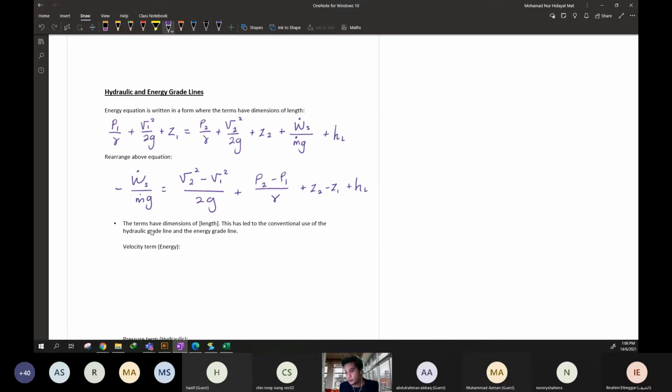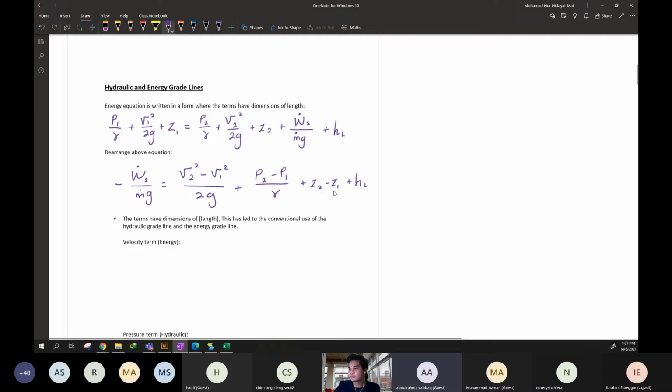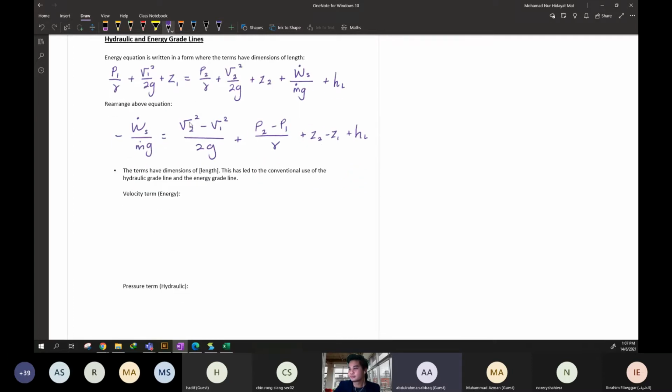Previously we learned about dimensionless, where no unit at all. But do you think this is a homogeneous equation? Yes or no? Yes, doctor. Why is it homogeneous? Because all these terms have the same dimension, which is L, length.